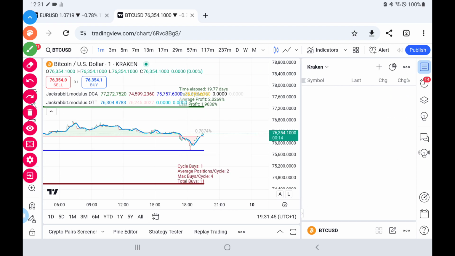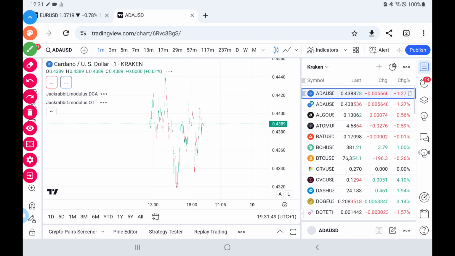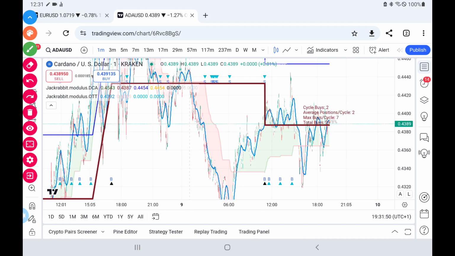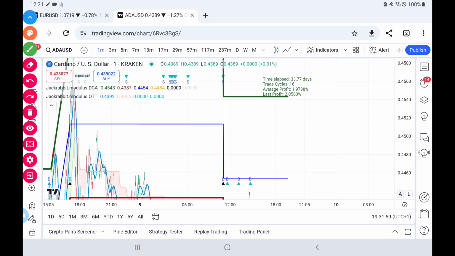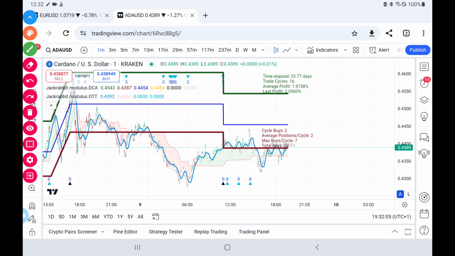So let's bring up the panel and go to various markets. And actually look at how well this does. So for ADA, it did 16 trade cycles. That's wonderful. And its maximum is 7, exceptionally controlled.